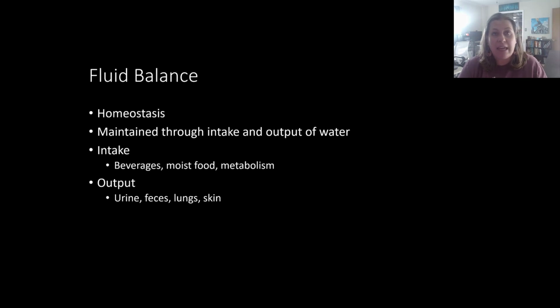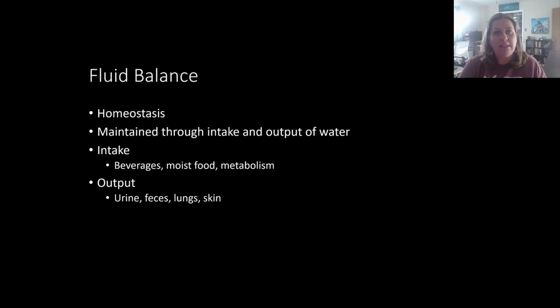This is going to be maintained, when we talk about body fluids, by our intake of water and our output of water. So our intake is obviously what we consume, whether it's through our food or through our drink. And our output is what we lose through our urine or even sweat. We even lose a little bit of our water through speech in our respiratory system. So the intake again is through beverages, moist food, and metabolism can help a little bit. Output is through your urine, feces, lungs, and skin.